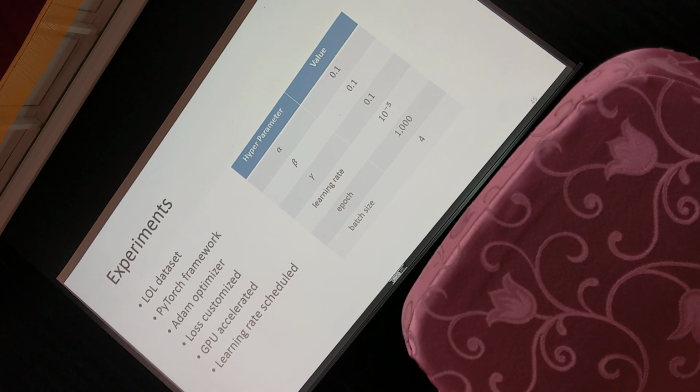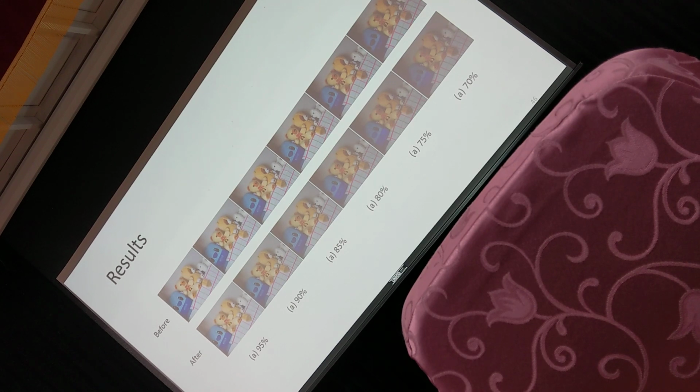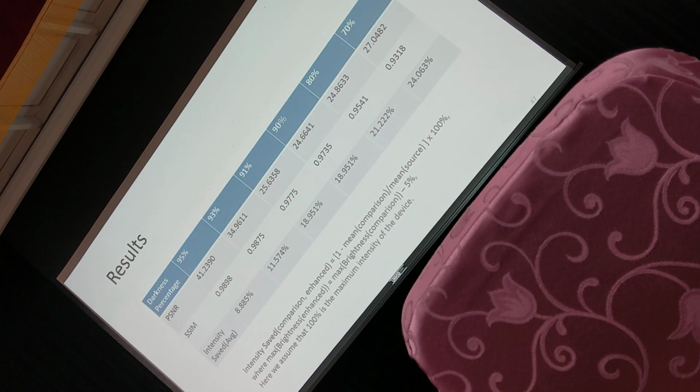Okay, these are some experiment parameters. Nothing special. And then the results. I ran experiments at different brightness levels so that we can compare. You can see that before and after are slightly different, but not by much, so you cannot easily tell the difference between them. But mathematically, it does decrease the brightness level while also keeping the quality of the image, so that you can feel the same thing, right?